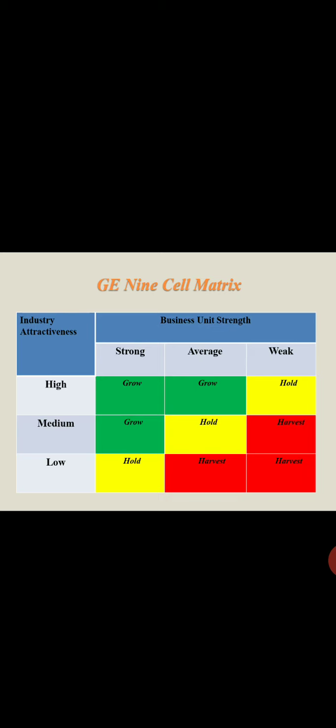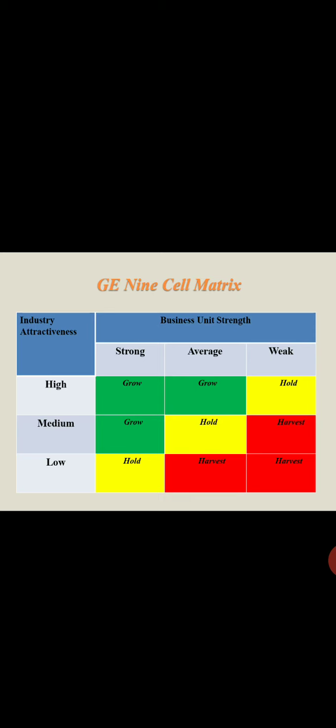Here your x-axis talks about business unit strength and your y-axis talks about industry attractiveness. So this 9 cell matrix helps organizations to understand whether their industry attractiveness is high, medium or low, and whether their business unit strength is strong, average or weak. If we compare this GE 9 cell matrix with the BCG matrix, your industry attractiveness is similar to your market growth rate and your business unit strength is similar to your market share.